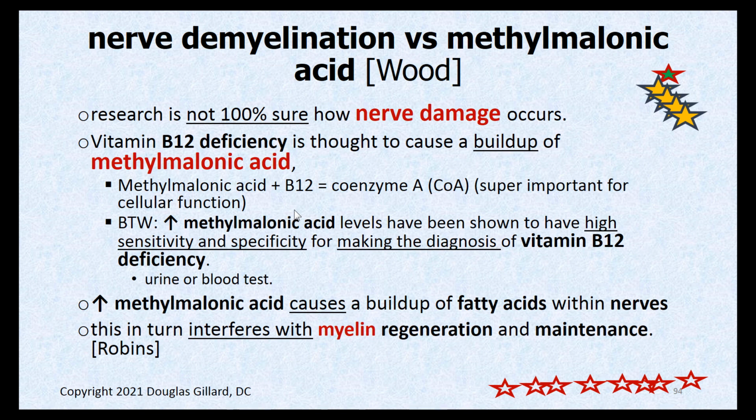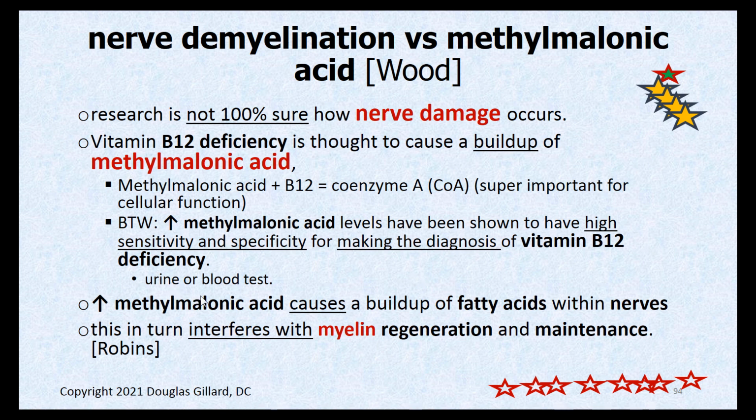So normally methylmalonic acid combines with B12 to form coenzyme A, which is super important in maintaining the myelin sheath. So if you don't have vitamin B12 around, you can't get rid of methylmalonic acid, because normally it goes into coenzyme A. So you get a buildup of methylmalonic acid. And the newer research says you can actually test for methylmalonic acid levels. It's a very good way, with high sensitivity and specificity, to make the diagnosis of vitamin B12 deficiency.